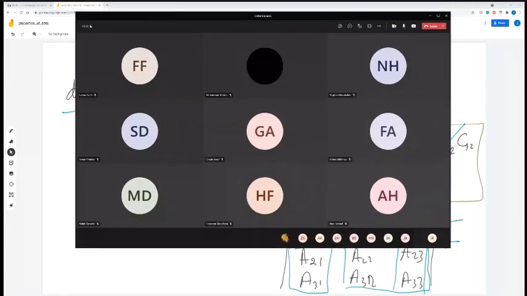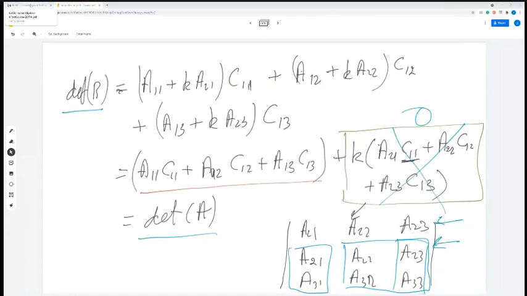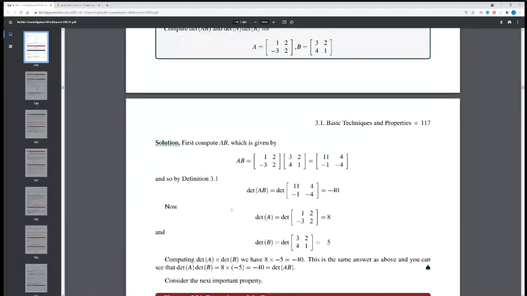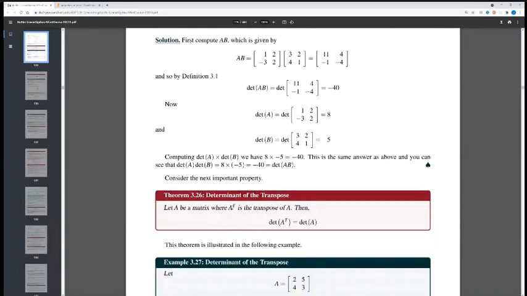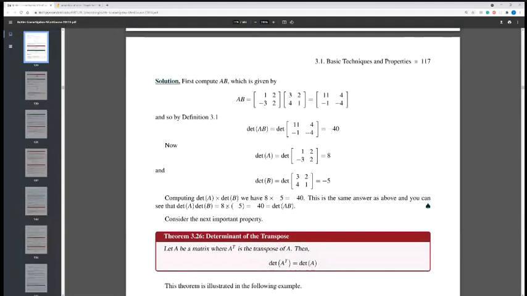Okay, I need to mention just a few more properties. What if I multiply not a single row, but two rows, by the same number or even by two different numbers? As I know, every time I multiply a row by a number, the determinant will also get multiplied by the same number. So if you multiply two rows by two different numbers, then the determinant will be multiplied by these two numbers. For example, if you multiply the top row by 2, and then the bottom row by 3, then the determinant will get multiplied by 2 and then by 3, which means by 6.